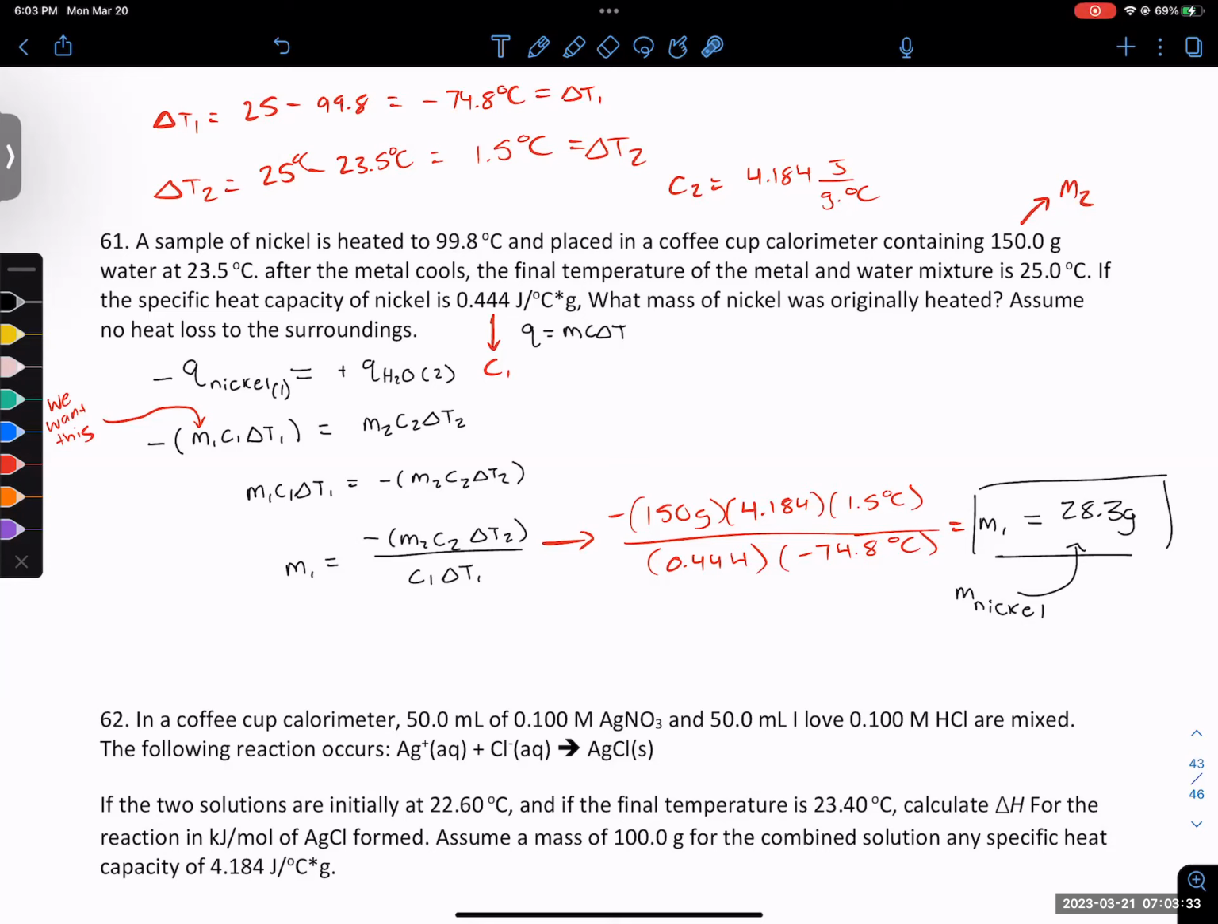I got a pretty simple question. So we're doing, I guess, calorimetry? Yeah. It's negative C, right?